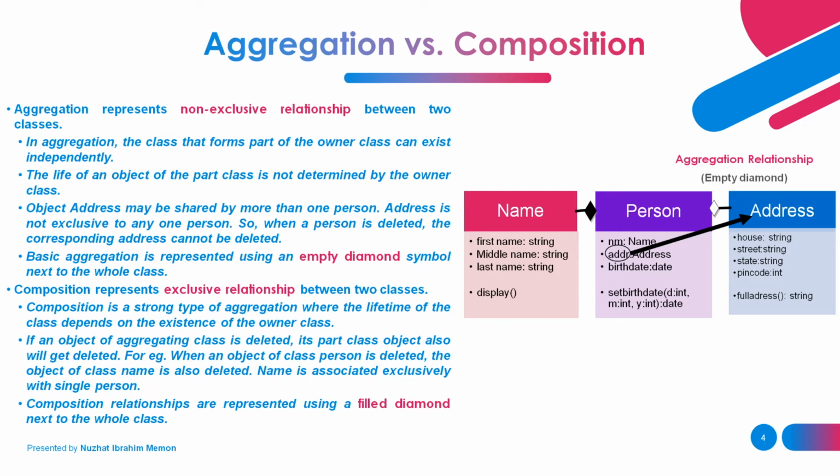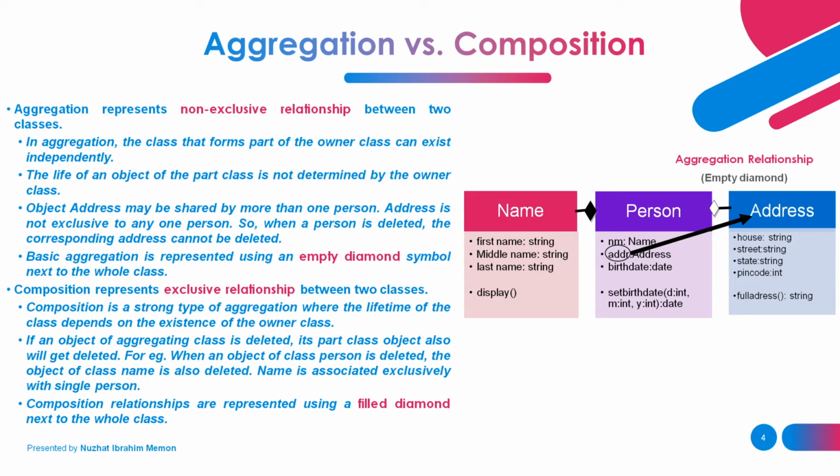Consider the example of a human and a heart. Here the human object contains the heart, and the heart cannot exist without the human. When a human is created, the heart is created too. When a human dies, the heart is destroyed too. If we delete the person, the heart will be automatically deleted. Composition represents an exclusive relationship between two classes.